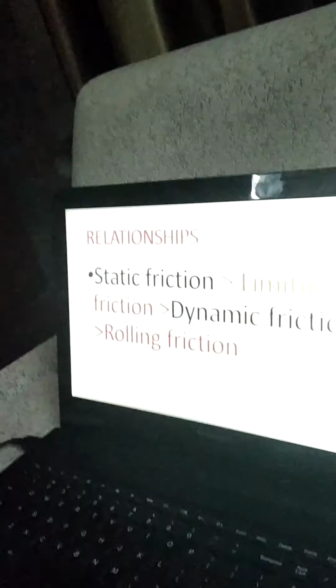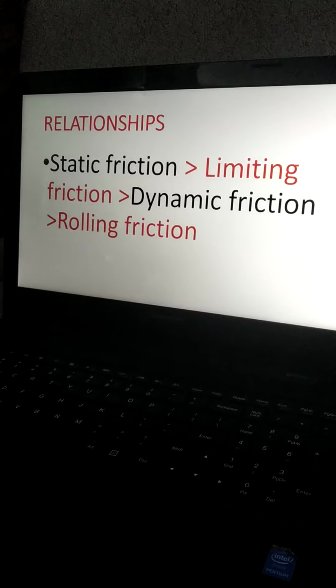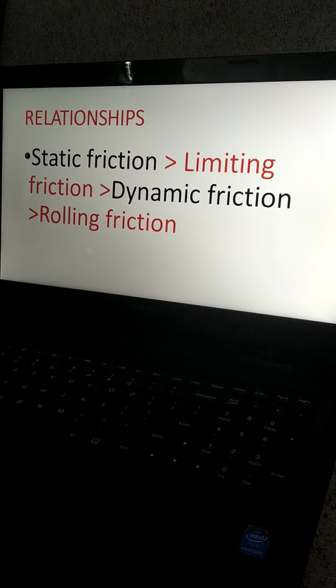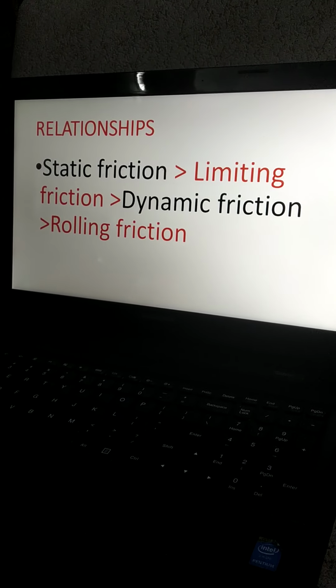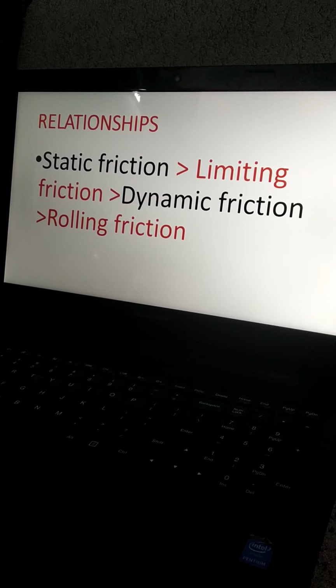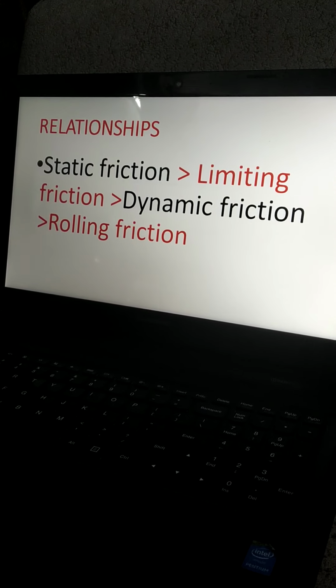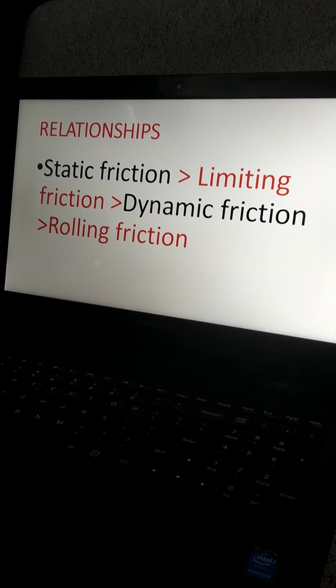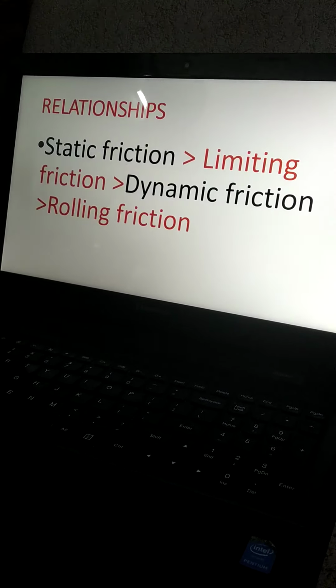Now, the most important thing we studied was the relation between all these four. And what was the relation? Remember? There. The relation is static friction is highest, then limiting friction, then dynamic or kinetic friction, and last the rolling friction. It means the rolling friction is minimum.